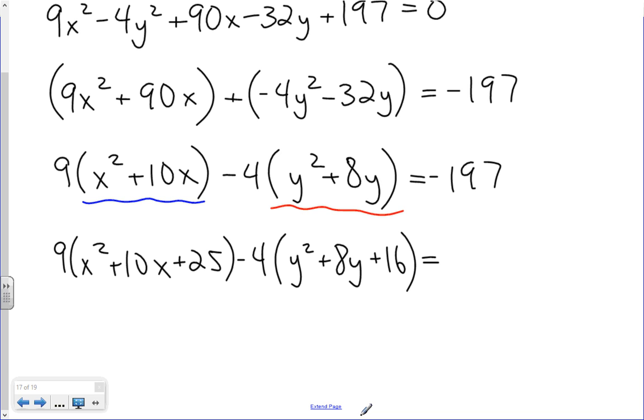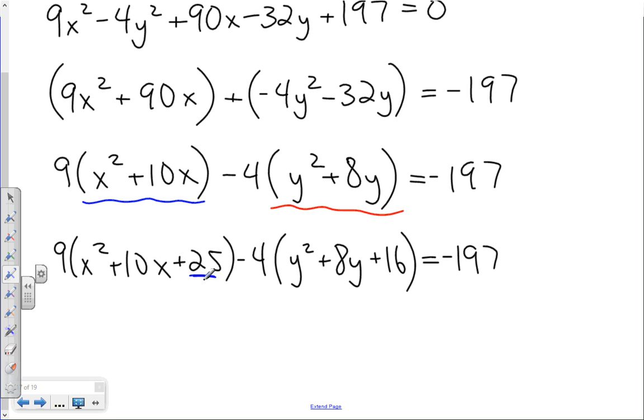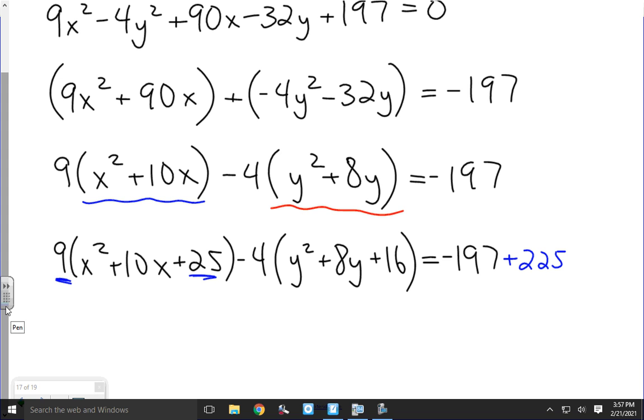Now for this, let me first write the negative 197. Instead of adding a clever form of 1, like we talked about on the previous slide, since we have an equation, I just want to balance the equation. Whatever I did over on the left side, I'm going to do the same thing on the right side in terms of this constant that got added in. The key to remember is that I didn't just add a 25. I added 9 times 25 on the left side. So I have to add that same thing over on the right side. 9 times 25 is better known as 225. So I added 9 times 25 on the left side, and I now added the same thing, 225, over on the right side.